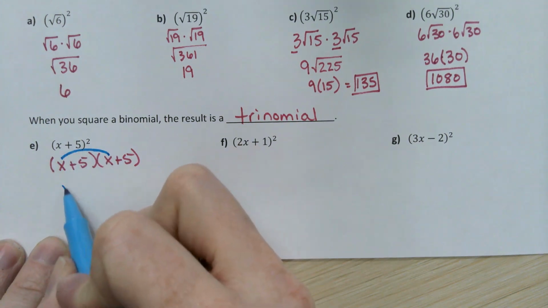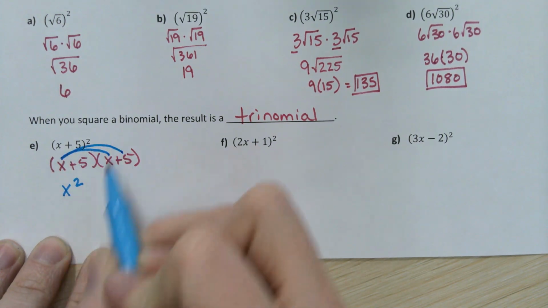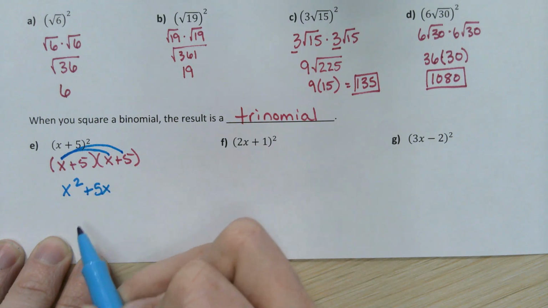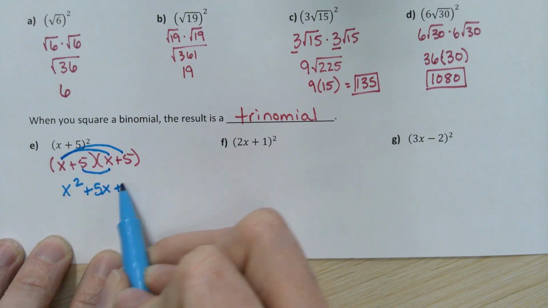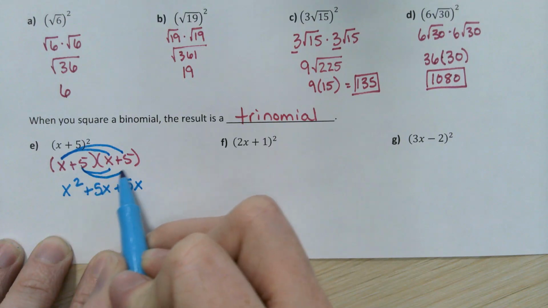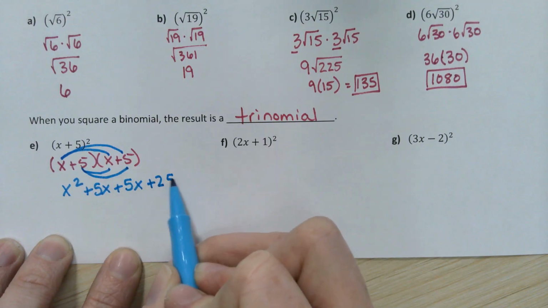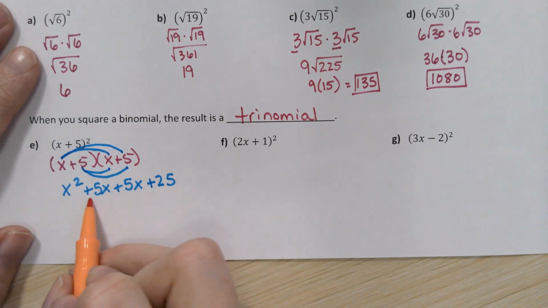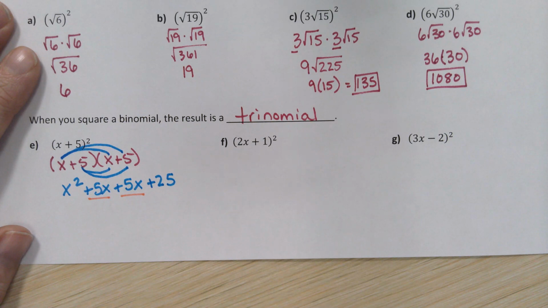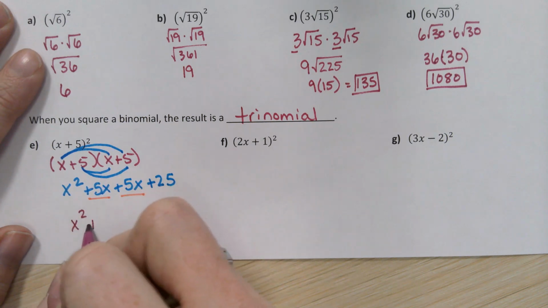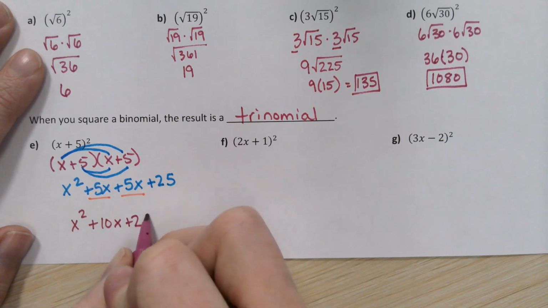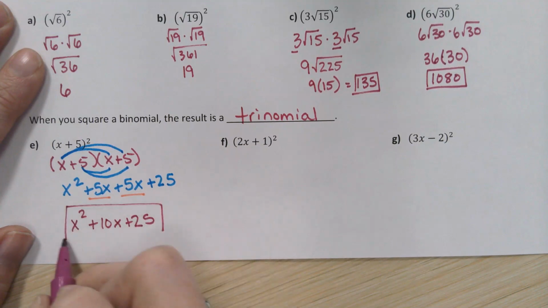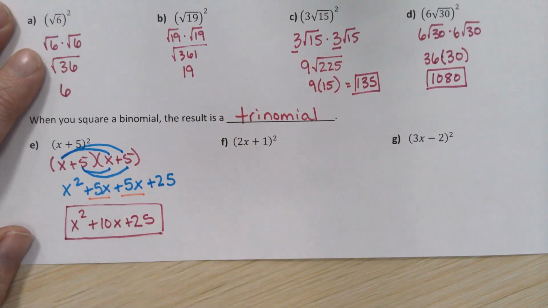X times x is x squared. X times 5 is positive 5x. And then positive 5 times x is another positive 5x. Positive 5 times positive 5 is 25. We've got some double distributing happening here, or a past teacher might have called that FOIL, first outside, inside, last. These are like terms in the middle, so we'll collect those two together to give us 10x, and that is where the idea of a trinomial comes from, a three-part expression.